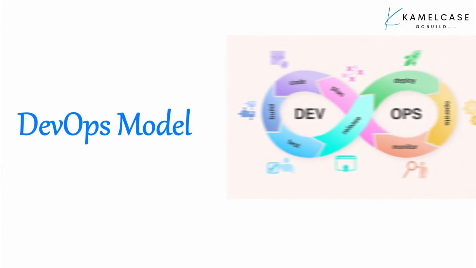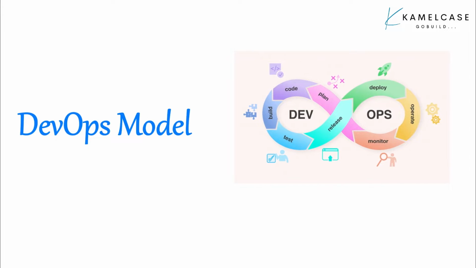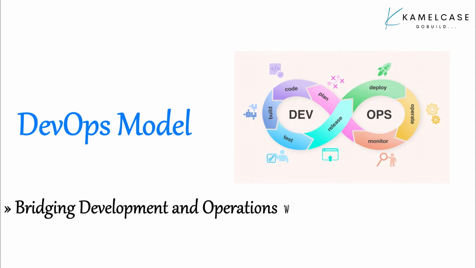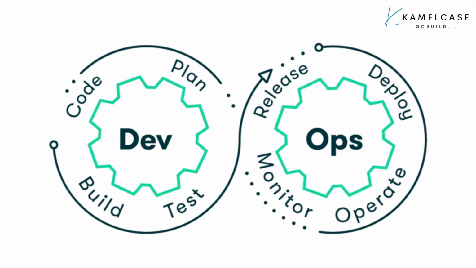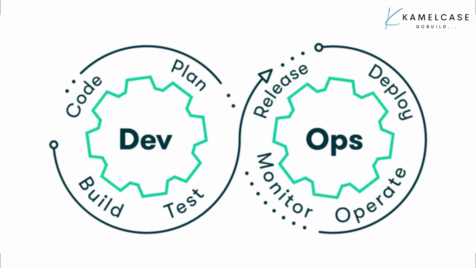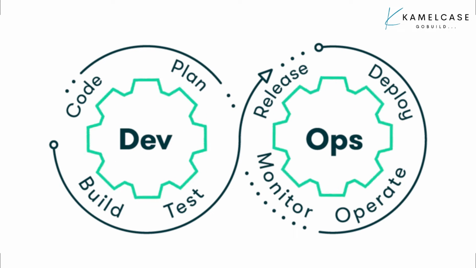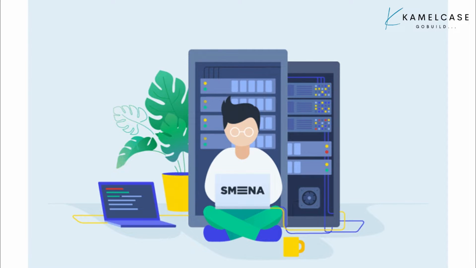So, we arrive at the DevOps model, marking the final type of SDLC. DevOps model is an approach integrating software development and IT operations, emphasizing collaboration and automation in the entire software delivery lifecycle. It aims to eliminate silos between teams, enabling continuous integration, continuous delivery, and continuous testing.